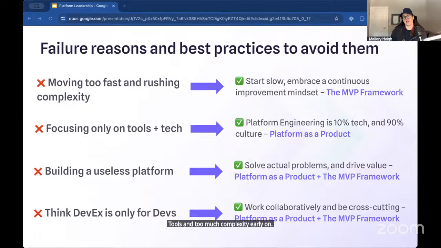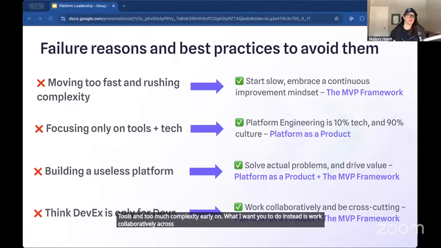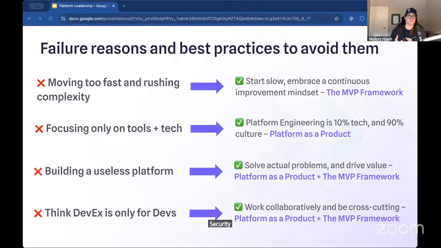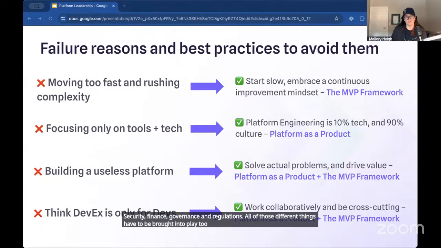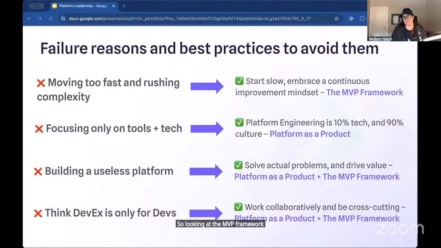What I want you to do instead is work collaboratively across the engineering landscape in your organization as well as beyond, and think about cross-cutting concerns, those things that we need to take into consideration, because if we don't, there's a problem. Security, finance, governance and regulations, all of those different things have to be brought into play too, as well as tying it all into business value. So looking at the MVP framework as well as the platform as a product mindset helps you avoid this common hole.